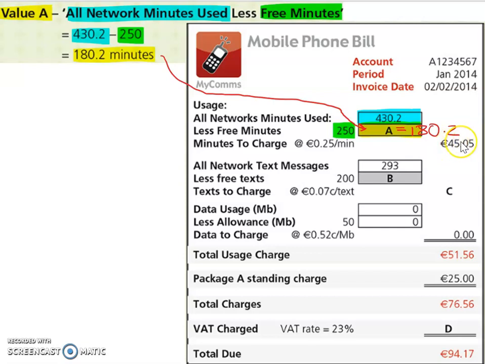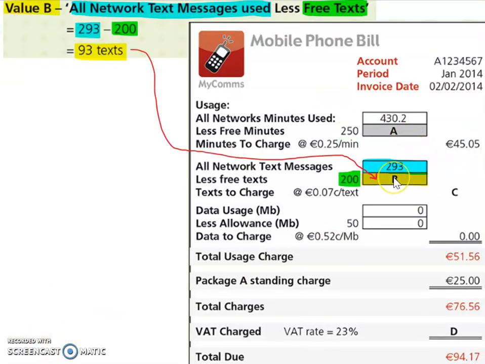Now we didn't actually have to work that out, that was given to us, but I just wanted to explain what it all means. Okay, so now let's work out B. For part B, this is all about the text messages. The person used 293 text messages, less the free texts. They were allowed 200 free texts, so we need to subtract 200 from 293 to figure out what B is.